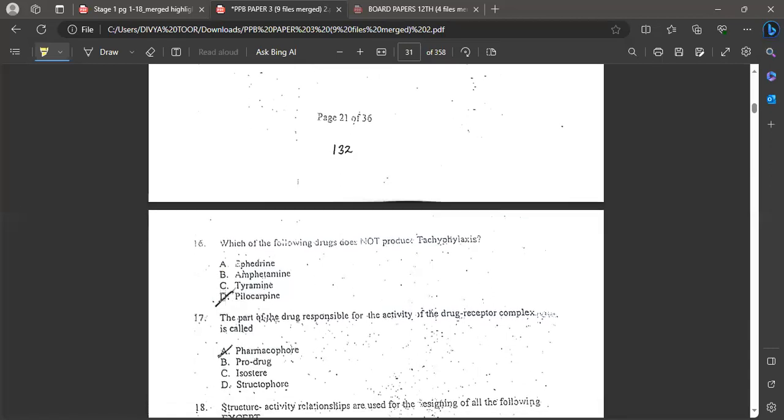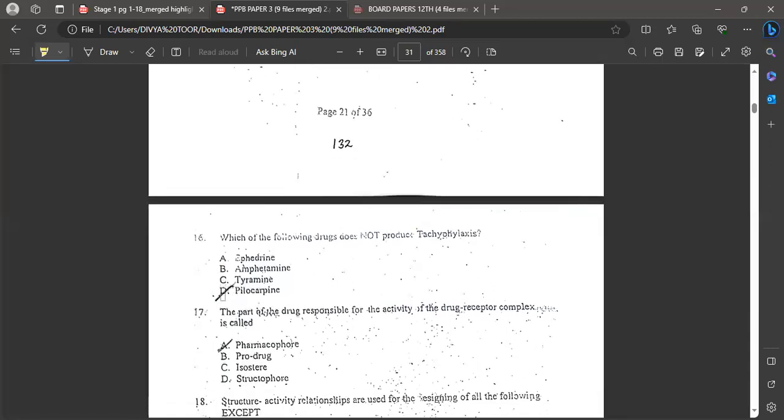Okay. Which of the following drugs does not produce tachyphylaxis? So there's ephedrine, amphetamine, tyramine, and pilocarpine.